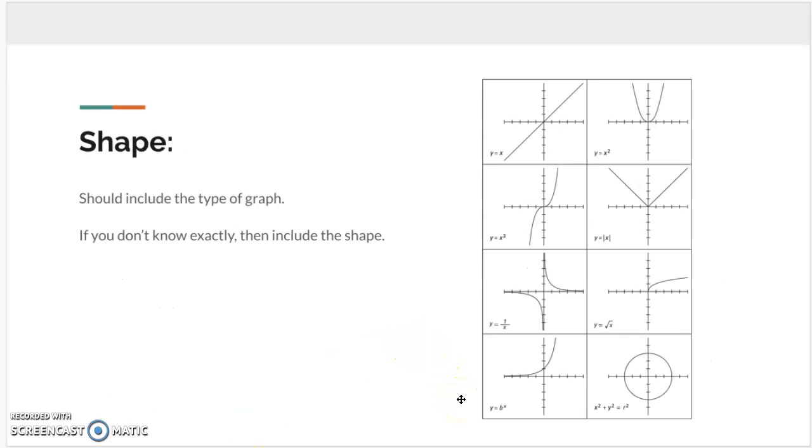Let's look at each of these. First one is the shape. Again, earlier today we just talked about the different types of graphs: linear, quadratic, cubic, exponential, all of those types. You can use those as your shape, or you can actually just tell me the end shape of the graph. This is a line or it is linear. This is a U shape or it is quadratic. This is a V shape or it is absolute value. Either of those will be accepted.